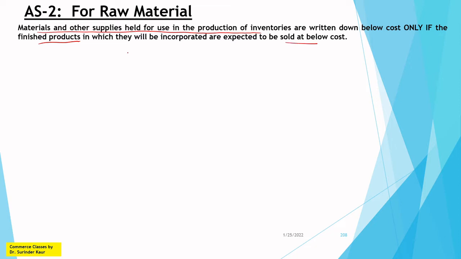So here it will not happen that, suppose you have a raw material of say 1 lakh rupees, and its replacement cost in the market at the end of the year is say 90,000, so you will take it at 90,000 because the LCM rule is there. No, as per AS2 this will be scaled down to replacement cost only if the finished product.